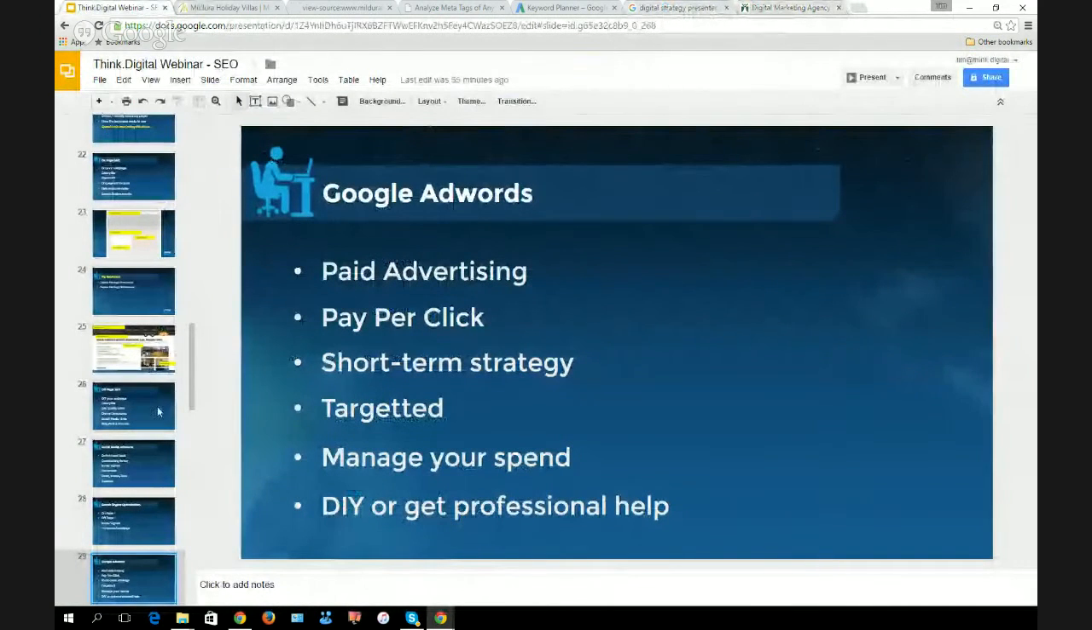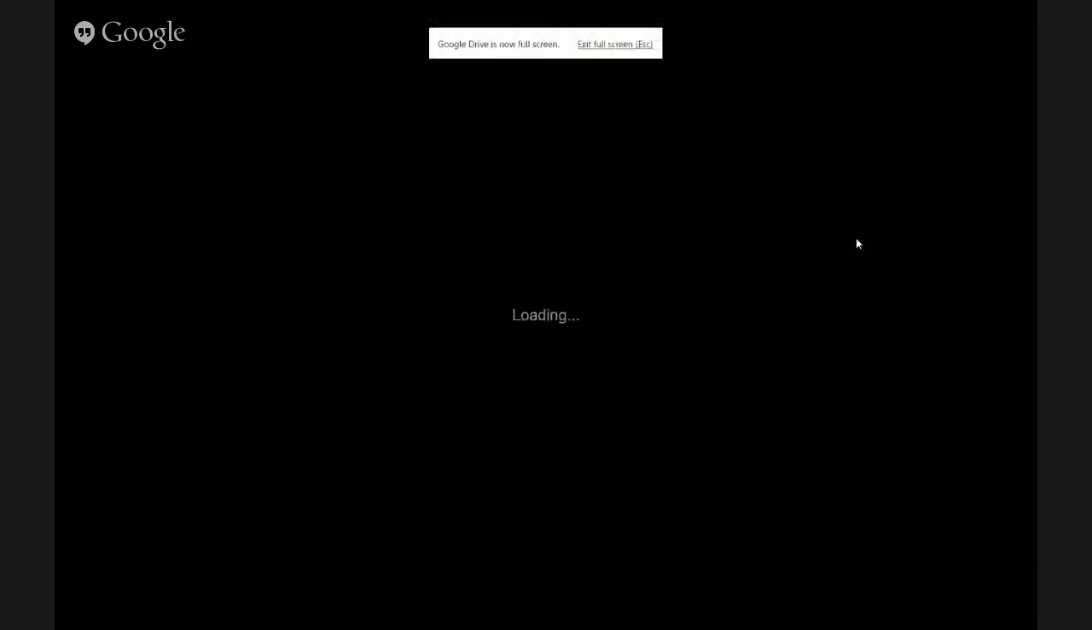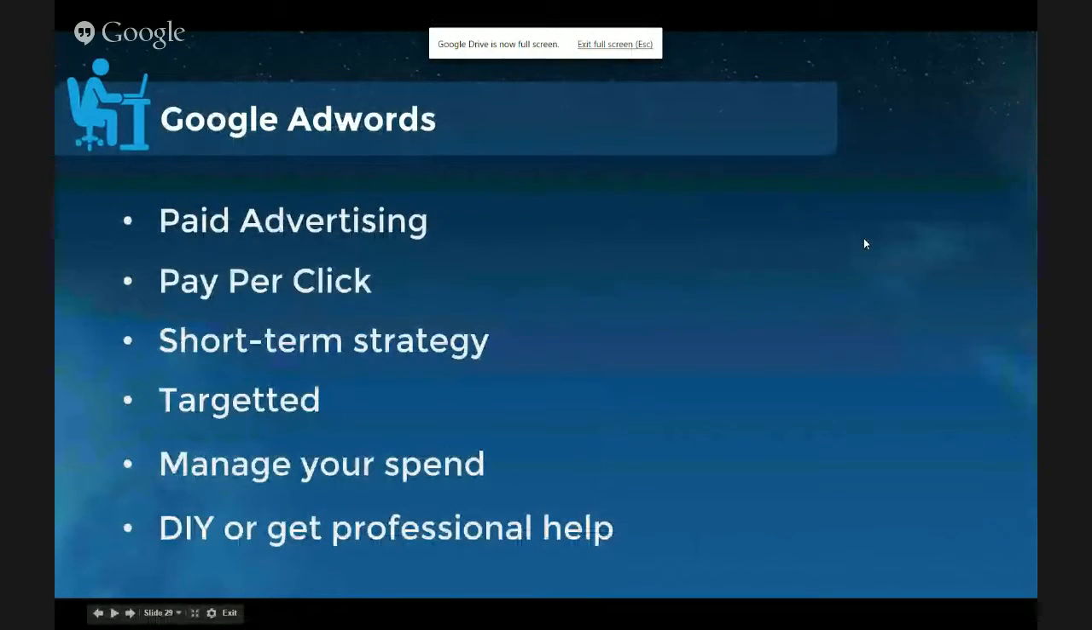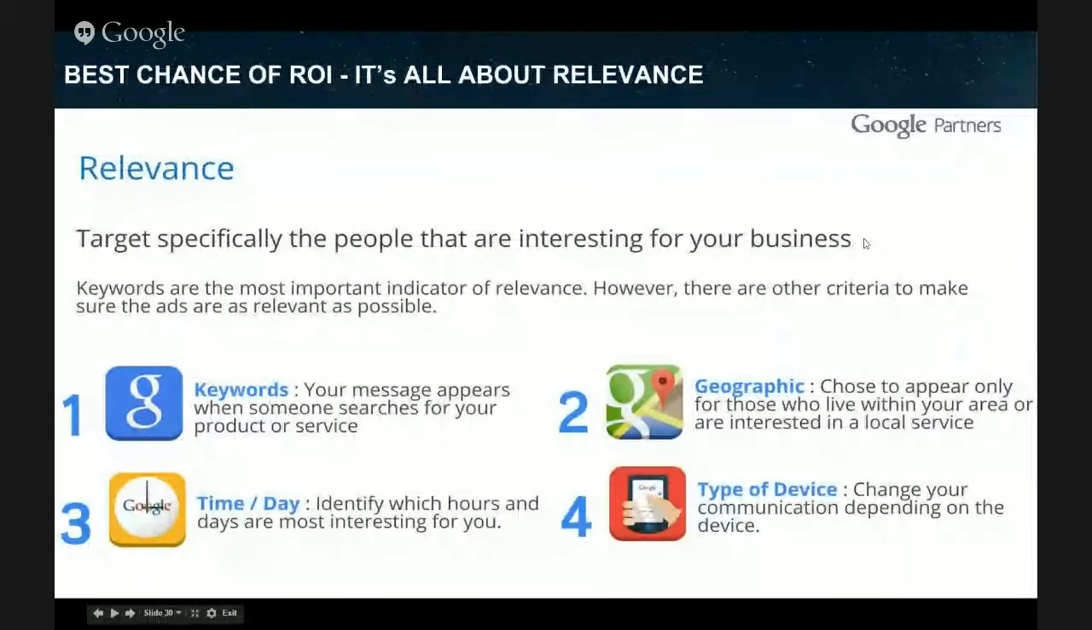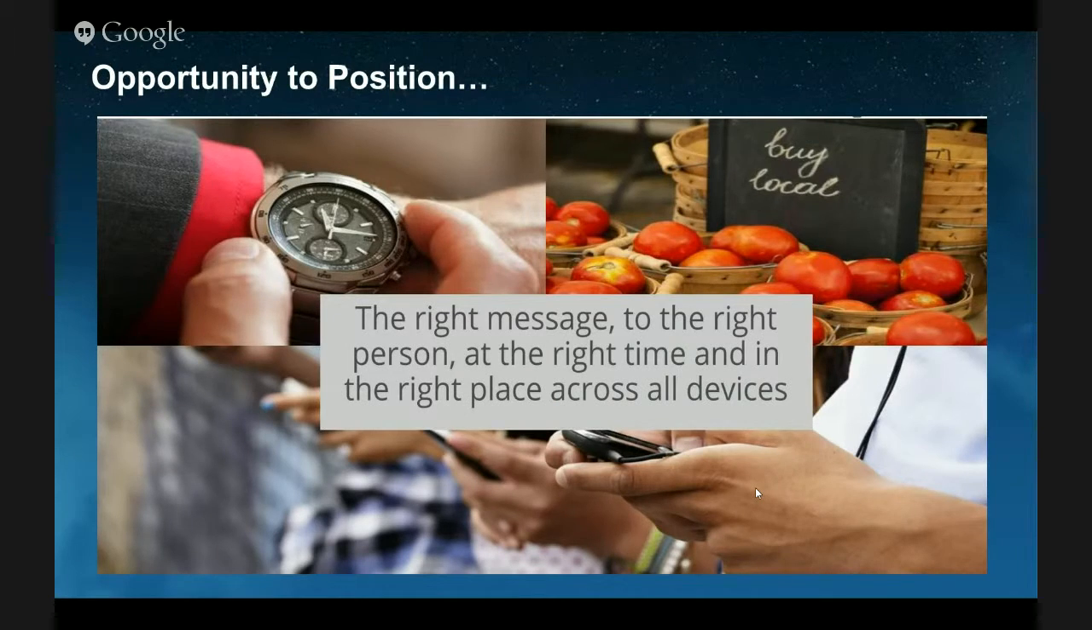All right, so now what we need to do is have a quick little look at that. Google AdWords really gives you a better chance of a return on investment, okay? It can be very specific, and you can target specific geographical locations. You can target specific days, okay? You can target specific types of devices. So it's about getting the right message to the right person at the right time in the right place across all devices. So how does it work?